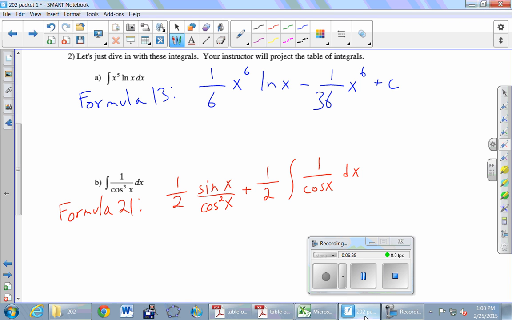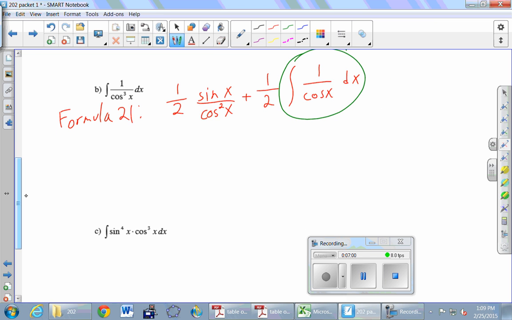Yeah, so the integral of 1 over cosine, I think, is another formula in our list. It's number 22. See it? Great. So sometimes one formula will lead into another. This guy right here is formula 22. And so I'm just going to copy all the beginning stuff.